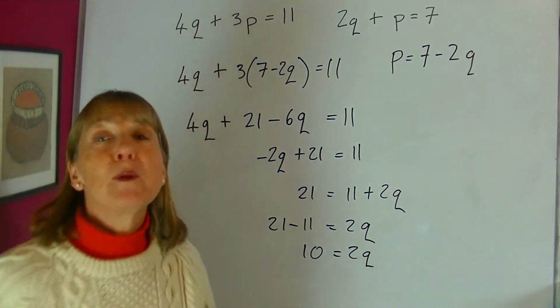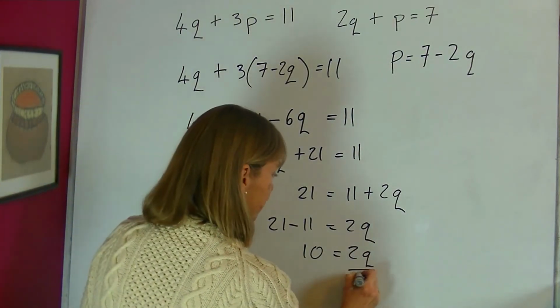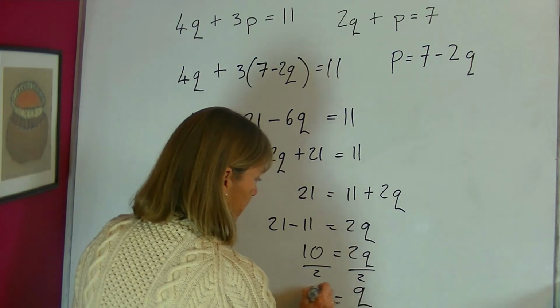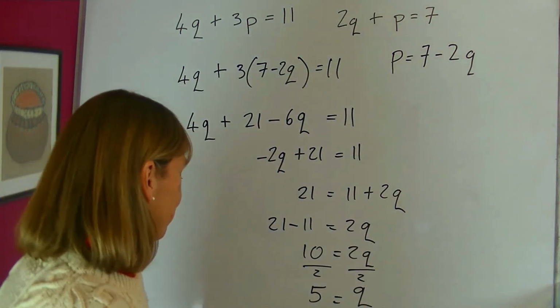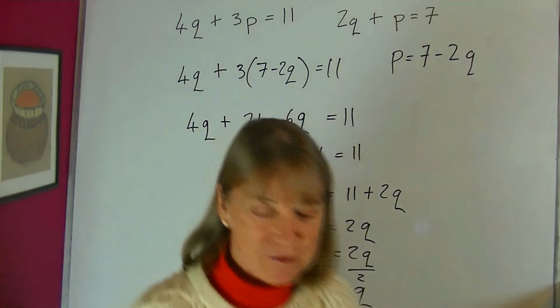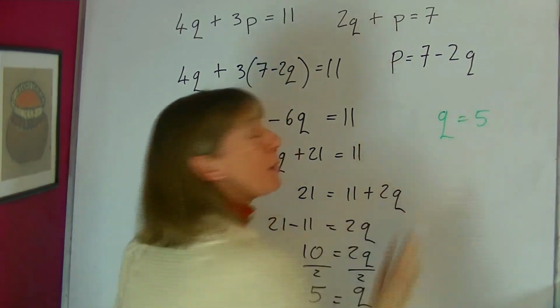If I divide both sides by 2, I will get a single Q. So I see that Q equals 5. Here we are, we have Q equals 5. That's part of the solution.